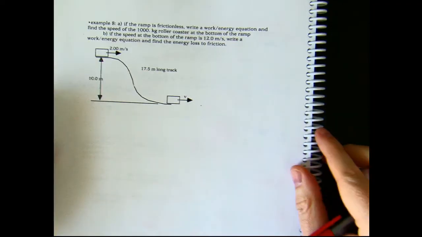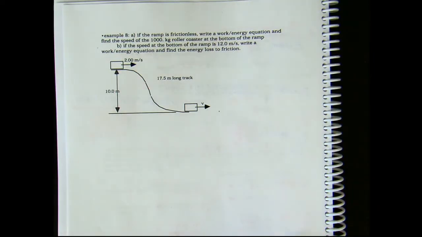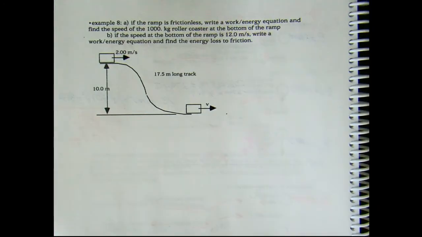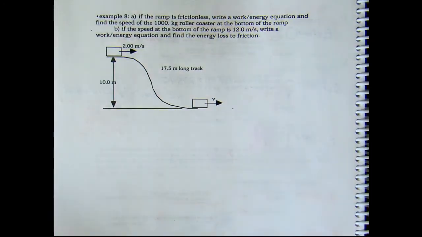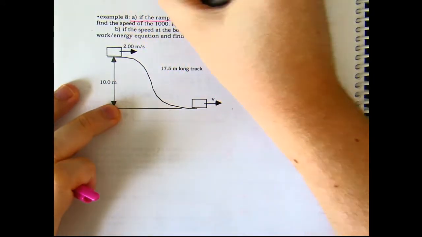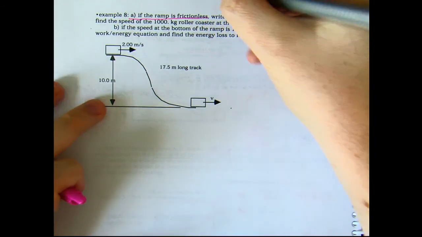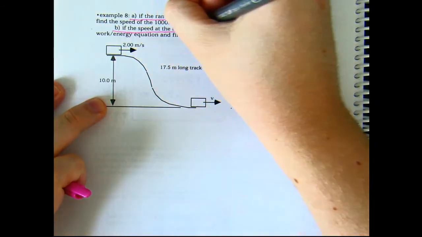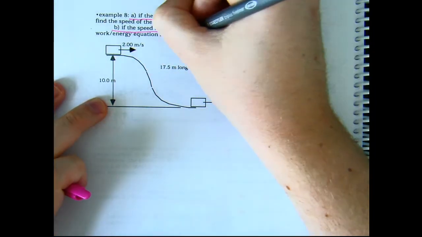Make it a little bit more interesting. We've got A and B here. We'll do it relatively quickly. We've got a frictionless ramp in part A. And in part B, the speed at the bottom of the ramp is something. Find the energy lost to friction.